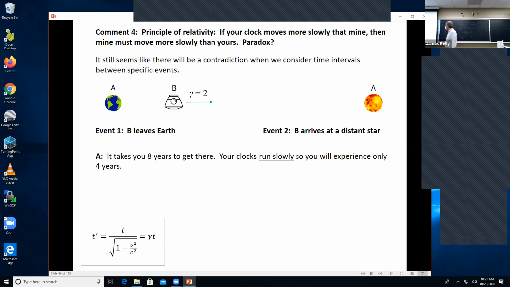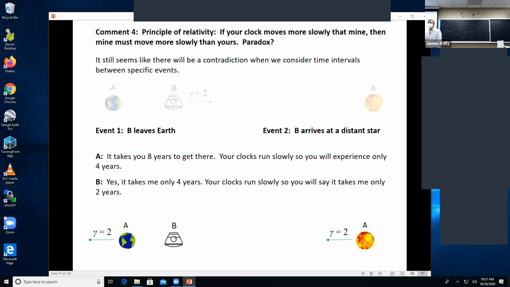So it takes you 8 years to get there. Your clocks are running slowly. I can see that. So you're going to experience only 4 years. B says, yes, it only takes us 4 years to get there. We did the experiment, and that's what we found out. Now, I looked at your clocks while we were traveling there, and they were also running slowly. So you will say it's only going to take me 2 years.